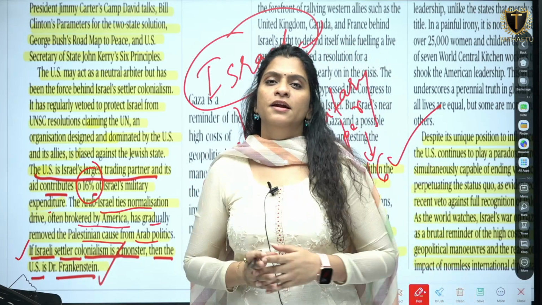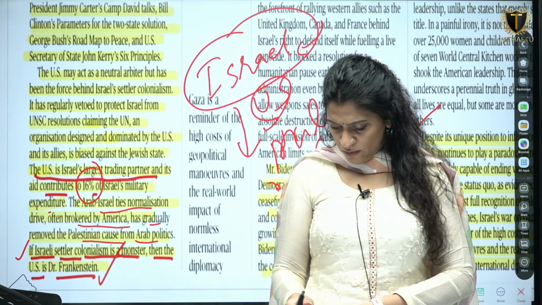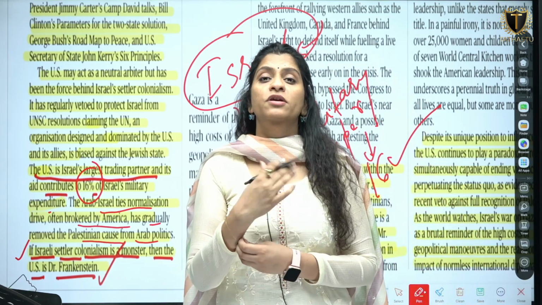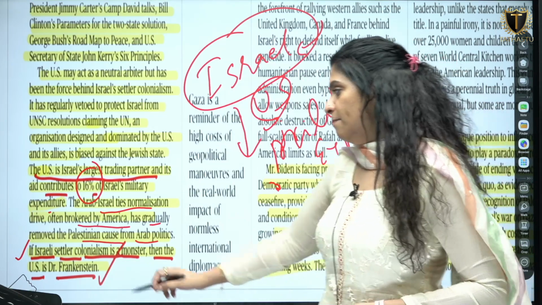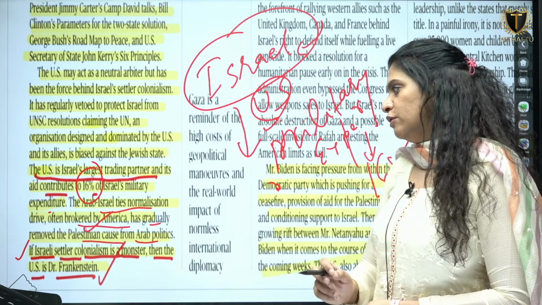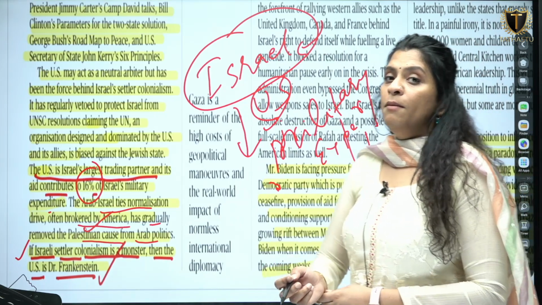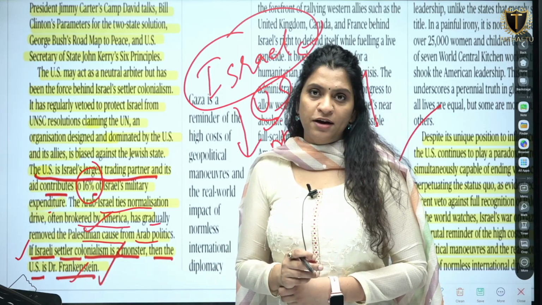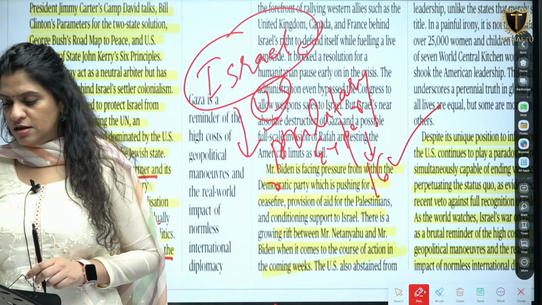monster create कर देता है, और वो monster क्या करता है, Frankenstein को ही मारने के लिए आतुर हो जाता है. It starts killing its own creator. तो US को इसमें Frankenstein बोला और बोला कि अगर Israeli settler colonialism वो monster है तो US Frankenstein है, मतलब US ने इस monster को create किया है, अब US पे ही ये भारी पड़ रहा है.